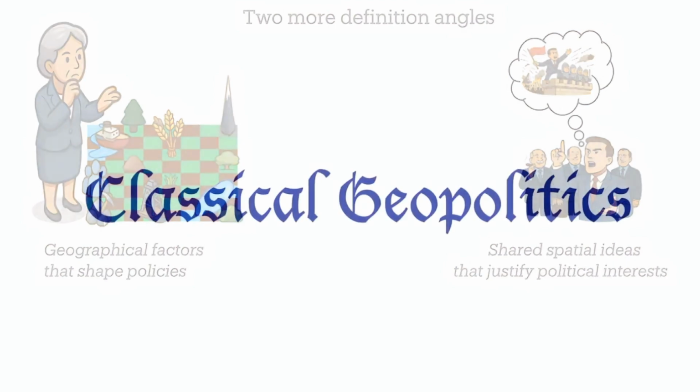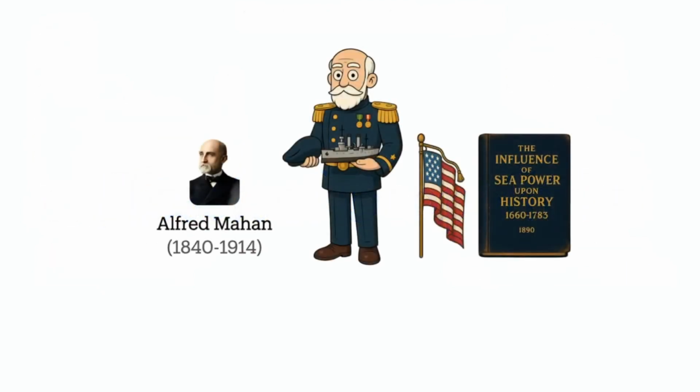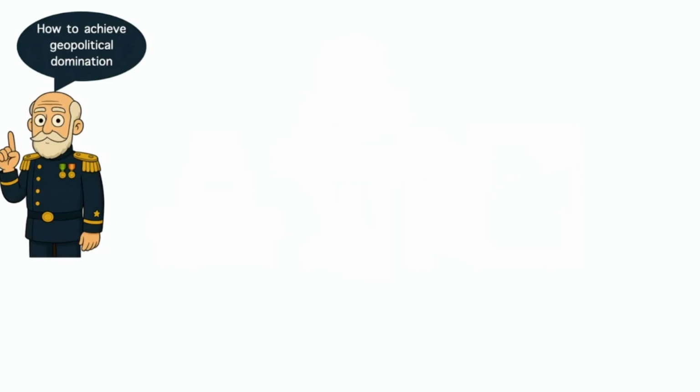To introduce classical geopolitics, we begin with Alfred Thayer Mahan, a US naval officer and historian of sea power, whose ideas strongly influenced British and American strategy. His core idea is that maritime powers have a geopolitical edge over land powers because they can move trade and force more flexibly. What must a sea power do to keep that advantage?